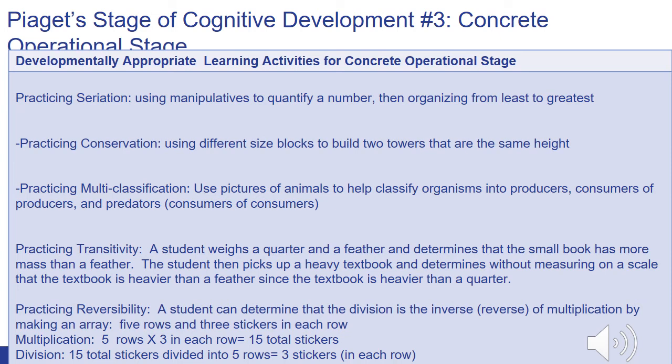And then you can show students how to work backwards by saying, what if we start with the total and then divide by the parts? So we divide by the 5 rows to get the number in each row, 3 stickers.